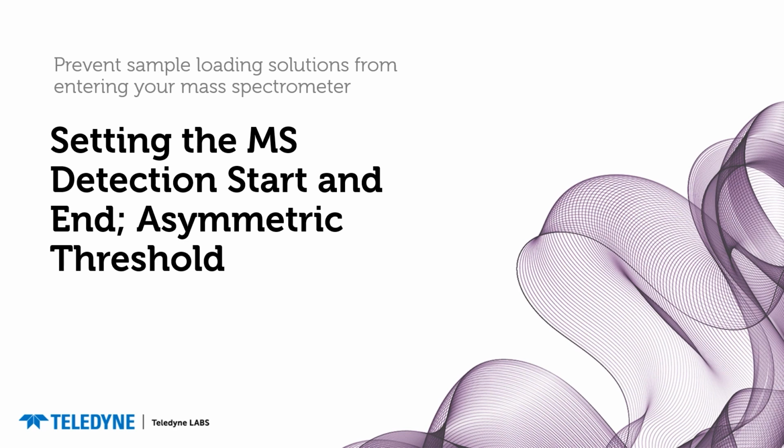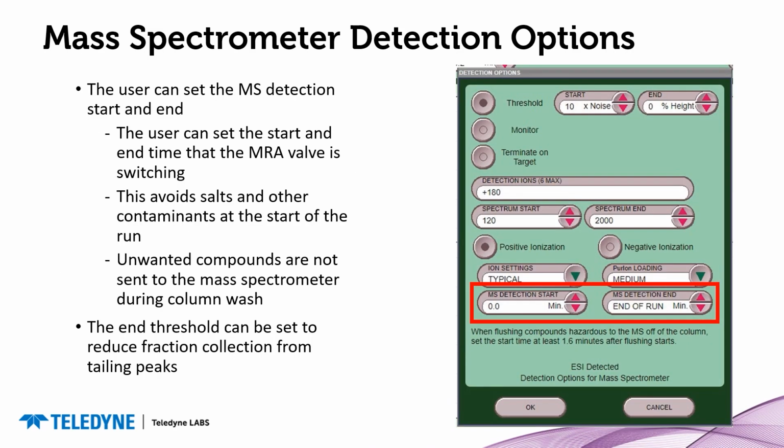These two new features are displayed on the same screen, so I will cover both the asymmetric threshold and setting the time window for mass spectrometer detection. The first item we will discuss is the MS detection start and end. This causes the MRA valve to operate during the window defined in the start and end times.